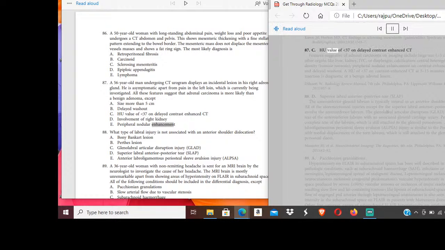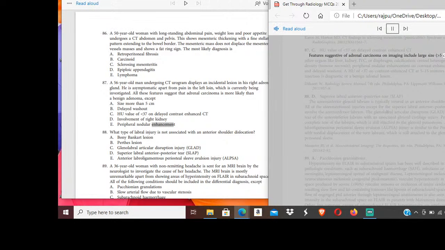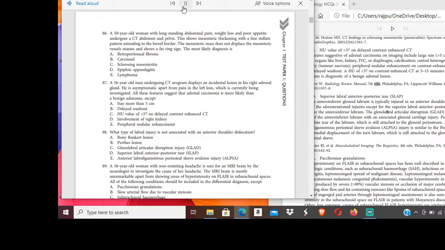87. C. Washout value of 37 on delayed contrast enhanced CT. Features suggestive of adrenal carcinoma on imaging include large size, greater than 5 cm, invasion of other organs like liver, kidney, IVC, or diaphragm, calcification, central heterogeneous area of low density, tumor necrosis, peripheral nodular enhancement on contrast enhanced images, and delayed washout. A washout of 37 on contrast enhanced CT at 15 minutes after contrast injection is diagnostic of a benign adrenal lesion. Dähnert W., Radiology Review Manual, 7th ed.